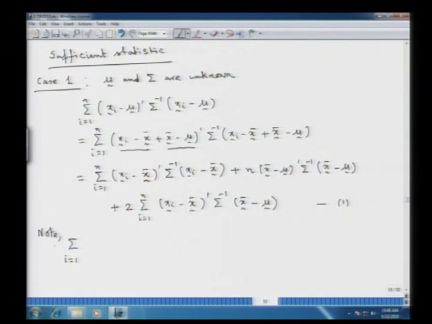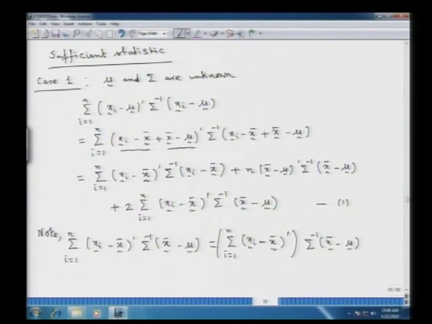Note that this summation, i equal to 1 to n, (xi minus x bar) transpose sigma inverse (x bar minus mu). Now this part here is independent of i, and hence it can stay outside the summation. So what we will be having is summation i equal to 1 to n (xi minus x bar) transpose, post-multiplied by this sigma inverse (x bar minus mu), which is independent of i. Now what is going to happen when we look at the summation here?